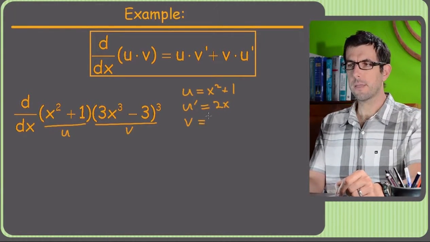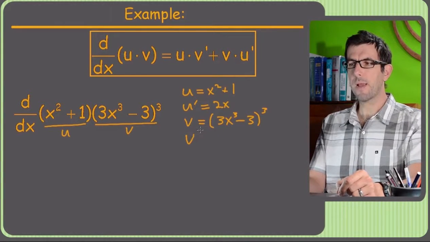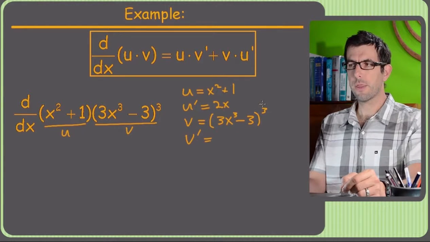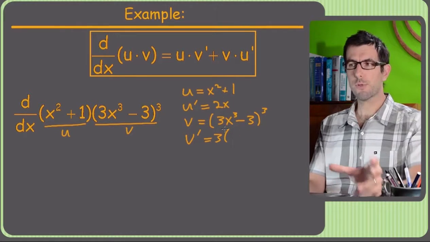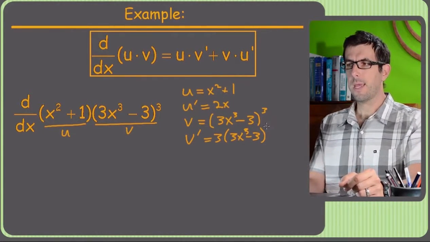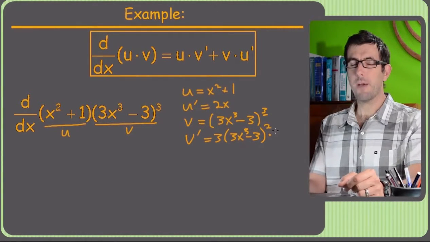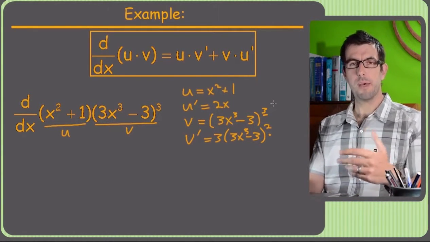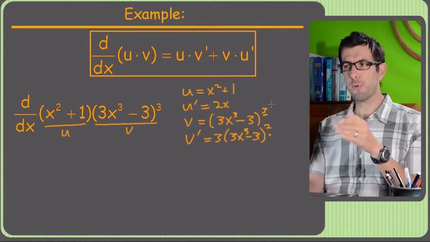My v is going to be this whole thing including the power, so 3x cubed minus 3 to the third power. Now my v prime, this is going to be where we have to use the chain rule. So we're going to take the 3, move that out front as a new coefficient. Then whatever's raised to the power stays the same. And now our new power is going to be 1 less than that, so it's going to be 2. But now because it's the chain rule, I got to multiply by u prime, and that's the thing that's easy to forget. You'll have an easier time remembering if you're working it separate like I'm doing right here.